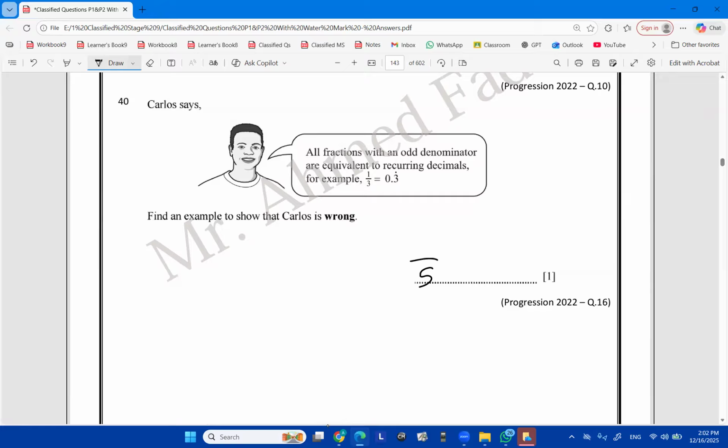Anything over 5 is going to be terminating. 1 over 5 is terminating. 2 over 5 is terminating. 3 over 5 is terminating. 4 over 5 is terminating. All of these are terminating decimals, they will turn into terminating decimals.